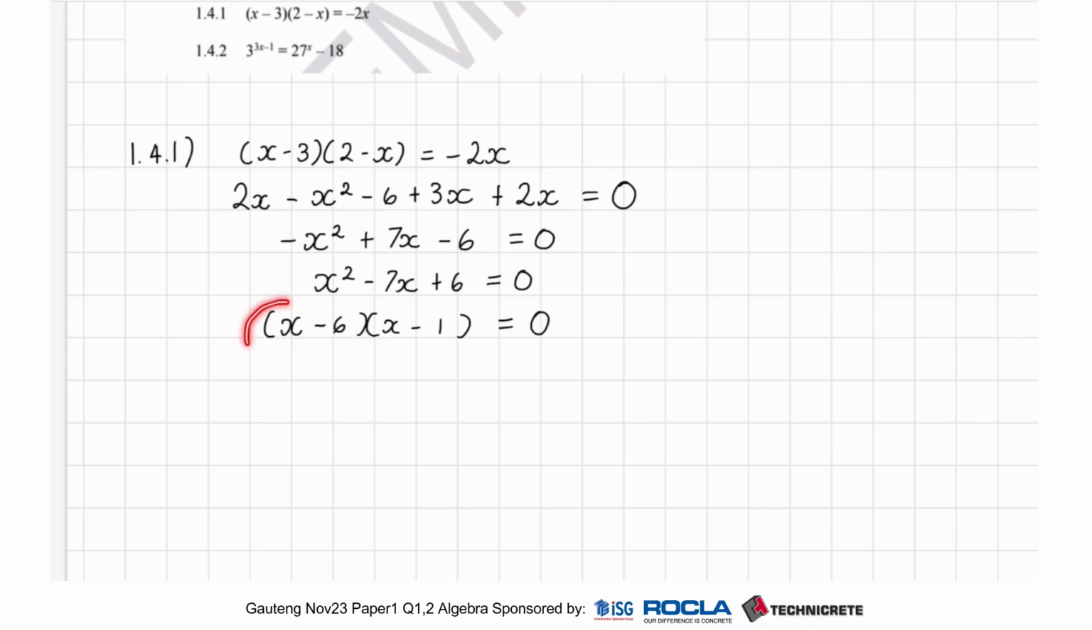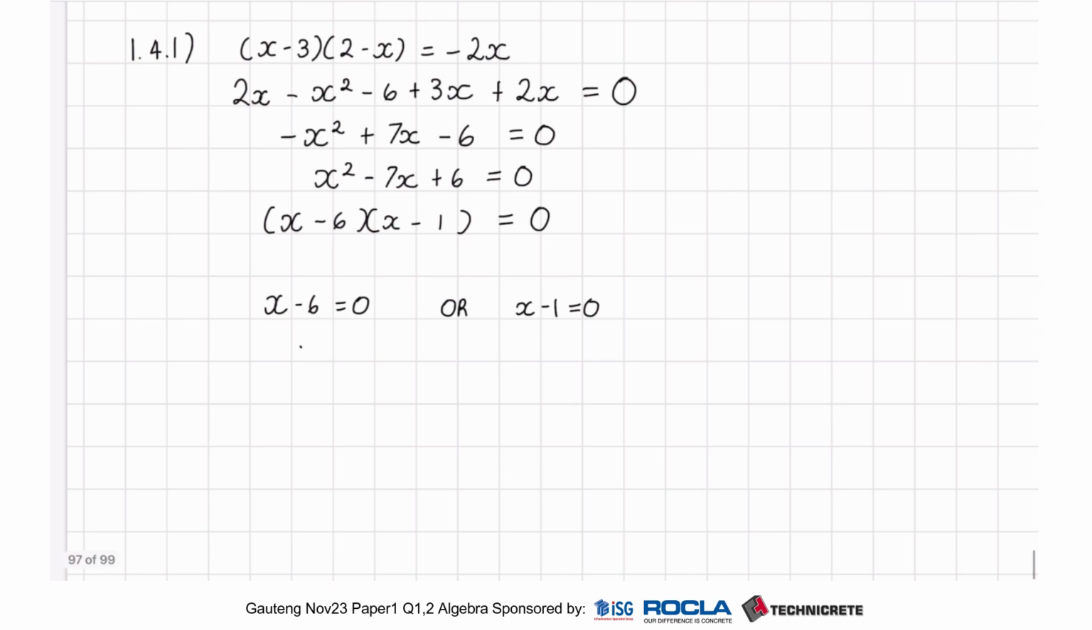So if the product of these two things is equal to 0, that means that either this bracket is equal to 0 or this bracket is equal to 0. So I have x minus 6 equals 0 or x minus 1 equals 0. And then I just solve for x. So x is equal to 6 or x is equal to 1.